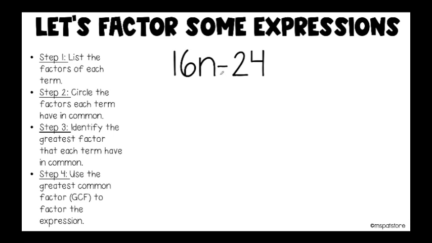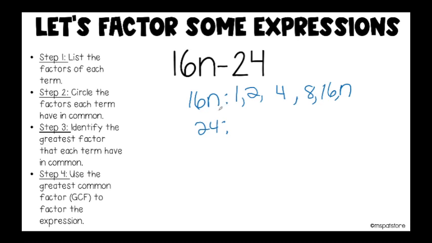Right? Step number 1, it says that I need to make a list of the factors from each one of these terms. So 16n and also 24. So what numbers that I multiply together will give me 16? Basically 1 times 16. Also 16 times n. 2 times 8 is also 16. 2 times 8. And also 4 times 4. I'm not going to repeat 4 here. I'm just going to put 4, all right? Because you get the idea that it is 4 times 4.